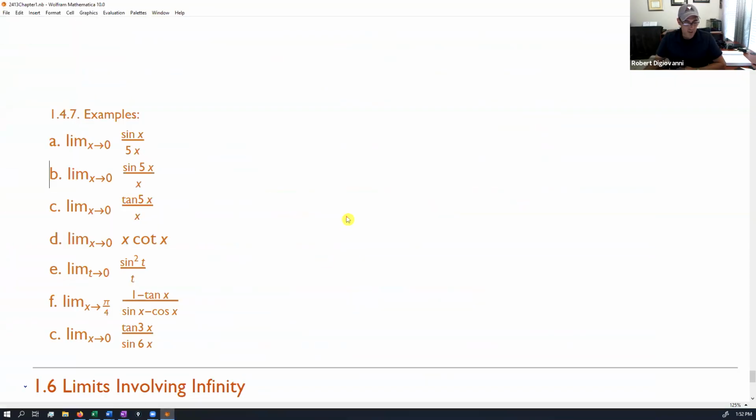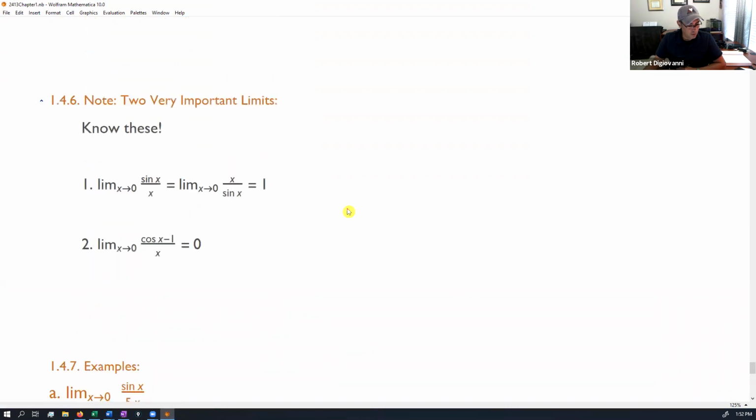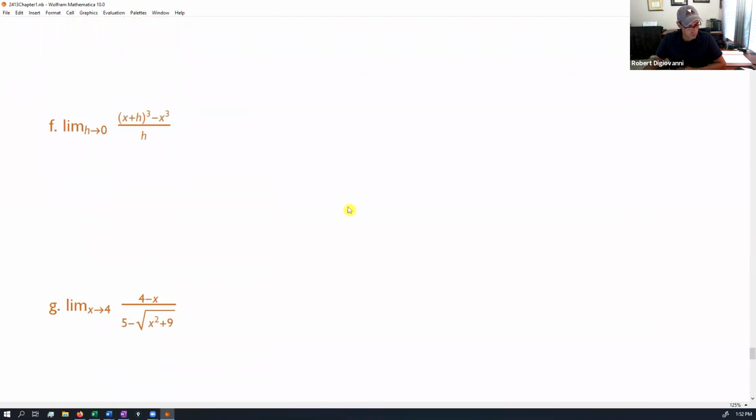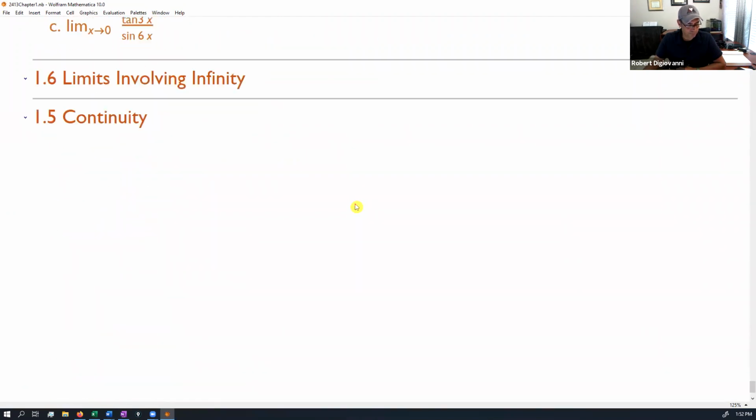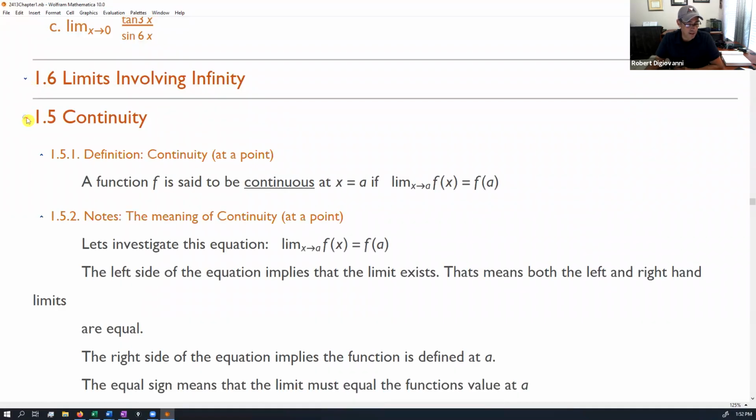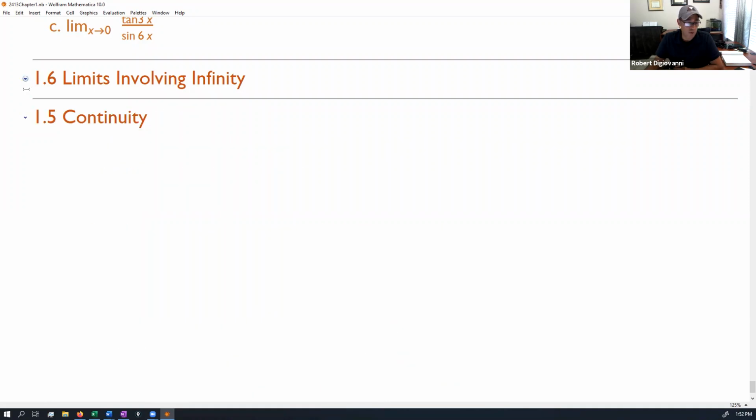Okay, we need to proceed. We need to move on. So that's 1.4, right? The next section, in order, would be 1.5, all right? Now, what I like to do is 1.6 before 1.5. I'm going to do it this way because we'll be able to cover both of these today.